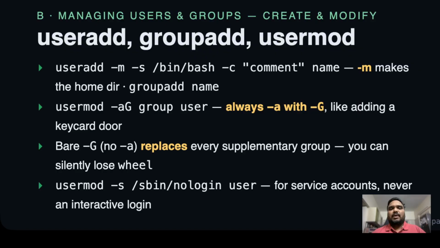One more modify pattern worth knowing now: usermod -s /sbin/nologin user. You use this on service accounts, the accounts that exist only to own files and run a process, never to have a human sit down and log into them interactively. /sbin/nologin politely refuses any interactive login attempt while still letting the account own files and run jobs. We'll create exactly this kind of account for our incremental project in a few minutes.